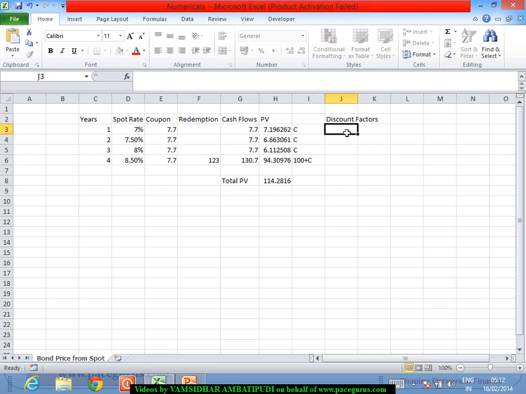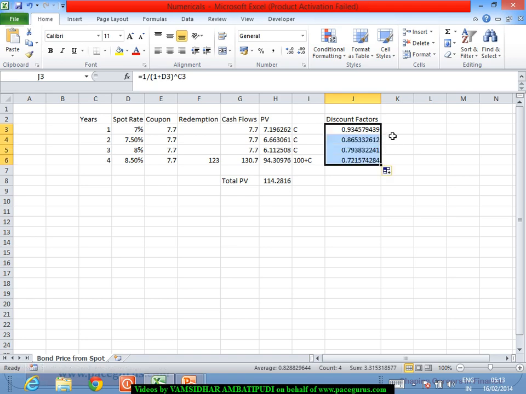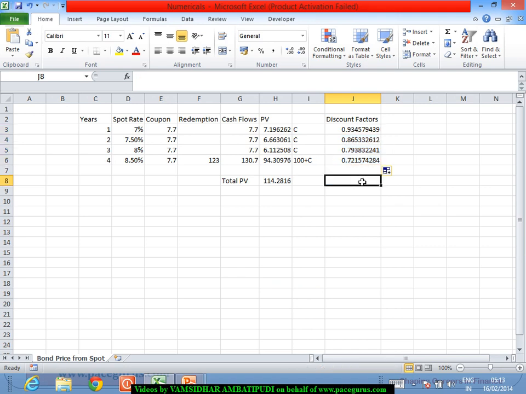Discount factor is 1 by 1 plus r to the power of this. Directly when I do this, this is the discount factor. So for 4 years these are the discounting factors. The summation of those 4 is the multiplier for C. So let me take the summation of those 4, which would be the multiplier for C.